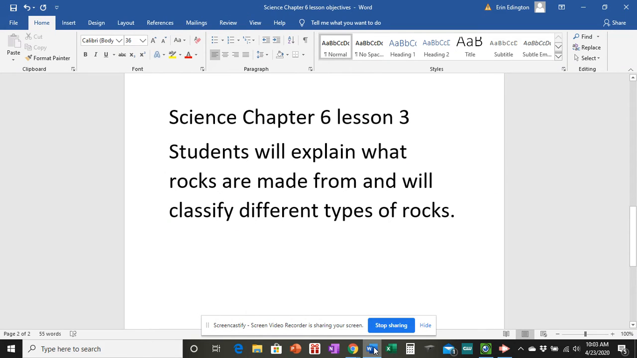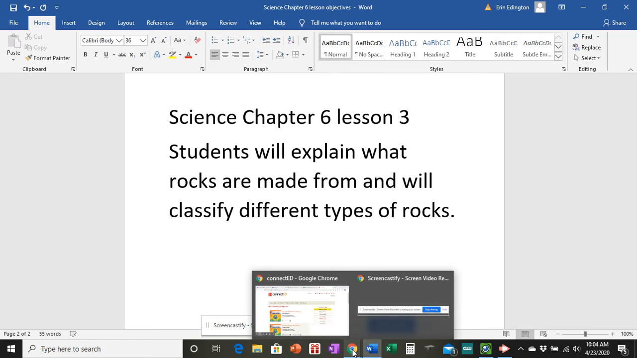Hi friends, today we are going to work on Science Chapter 6, Lesson 3. Students will explain what rocks are made from and will classify different rocks.